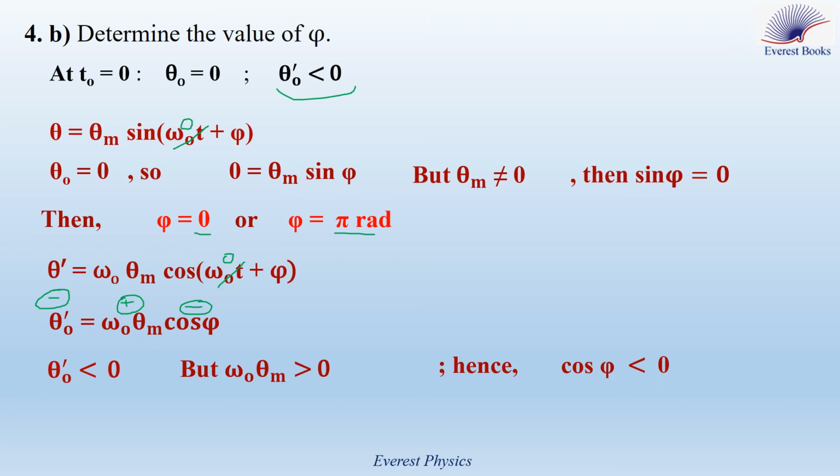Now cosine 0 is equal to 1 and cosine 0 is positive. So the value of phi, which is equal to 0, is not an acceptable solution. Cosine pi is equal to minus 1, so phi is equal to pi is the acceptable solution of phi.